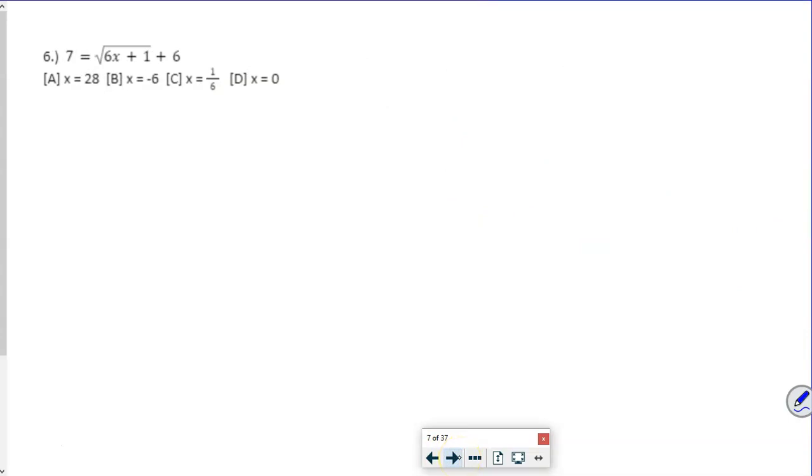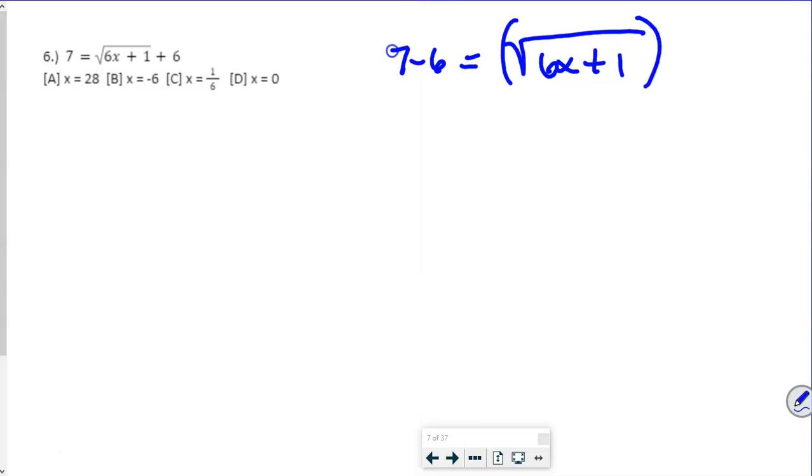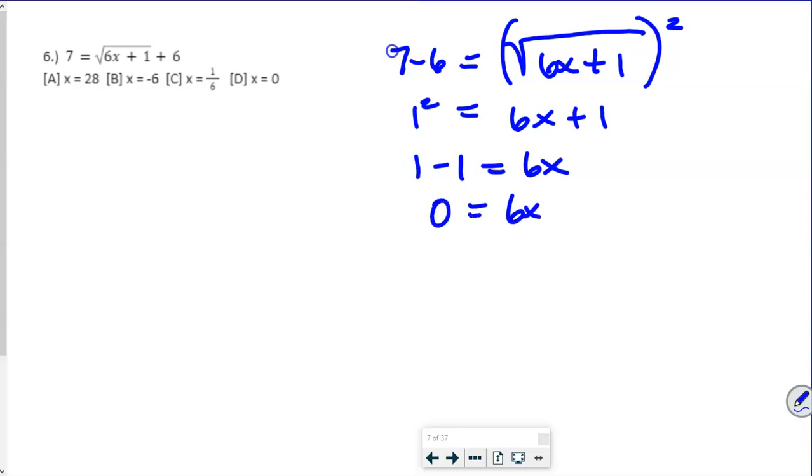So number 6. So on this one, we need to solve it. Okay, so what we want to do here is move that 6 first. So I'm going to do 7 minus 6 equals the square root of 6x plus 1. So we're going to square both sides once we get this. So this is going to be 1 squared equals 6x plus 1, right? So that's 1, and then we're going to subtract that 1 over there. That's going to give us 6x. So this is going to be 0 equals 6x. So then we're going to divide both sides by 6. So x is equal to 0.